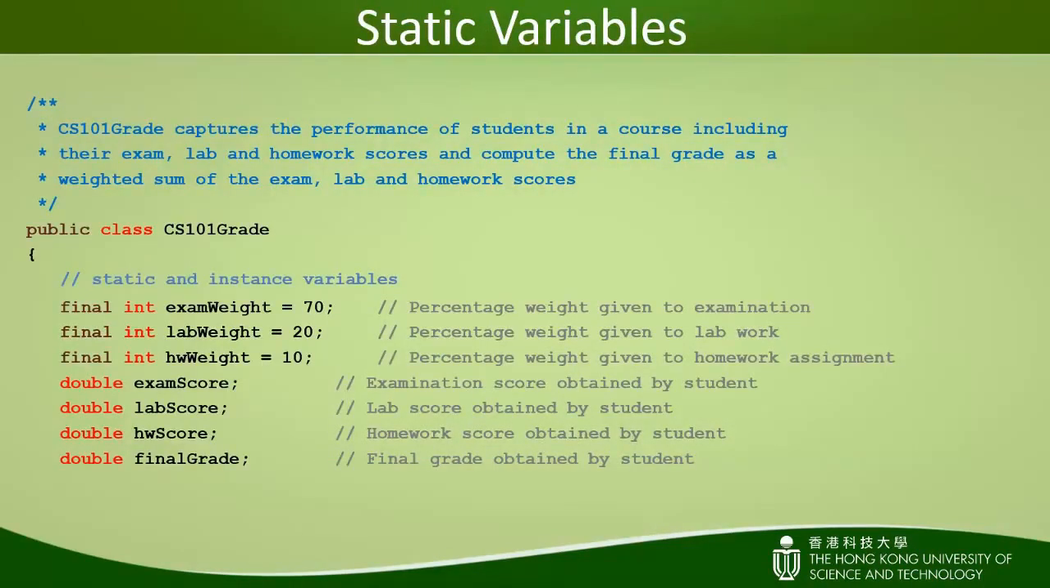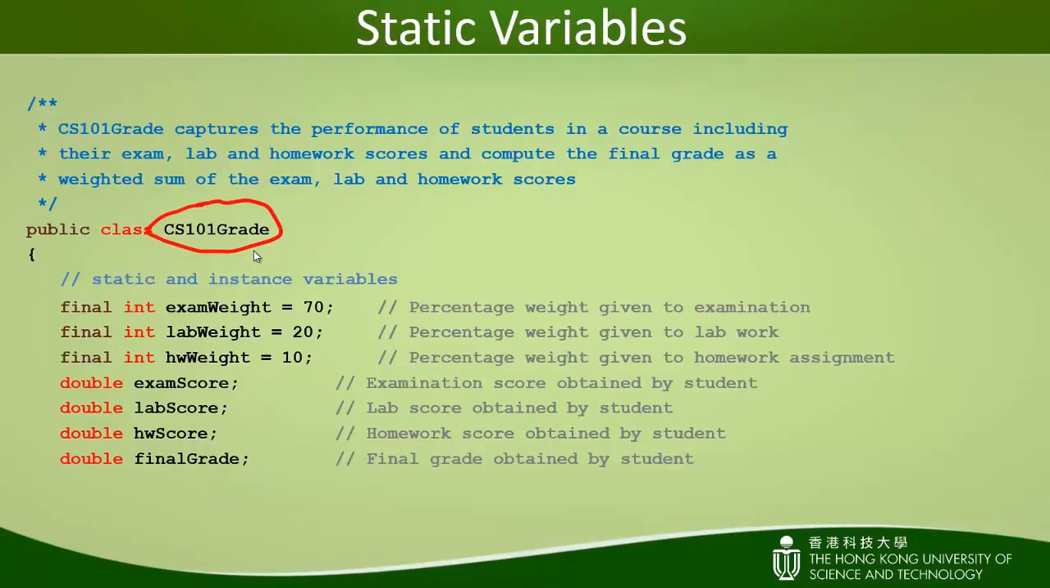Let's change the name of the class to CS 101 grade instead of course grade to indicate that the class generates instances of grades for students in the course CS 101. These are the variable declarations that we had before. When we discussed the weighting factors including exam weight, lab weight, and homework weight, in addition to making them final, that is constant, we also mentioned that this could be the same for all students in the same class. That is, instead of belonging to a particular instance of a class, they actually apply to the whole class.